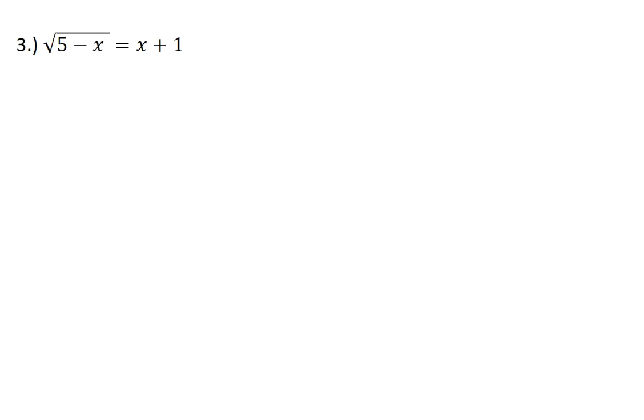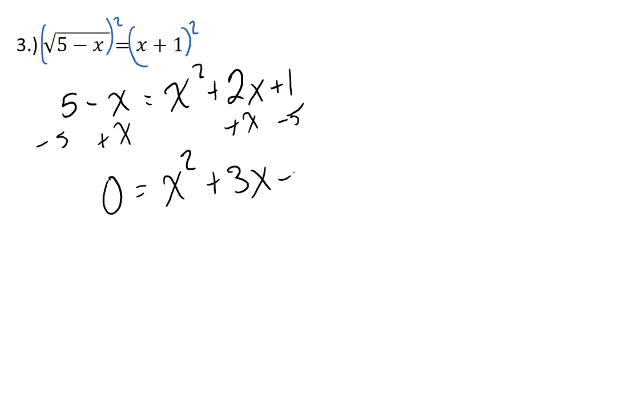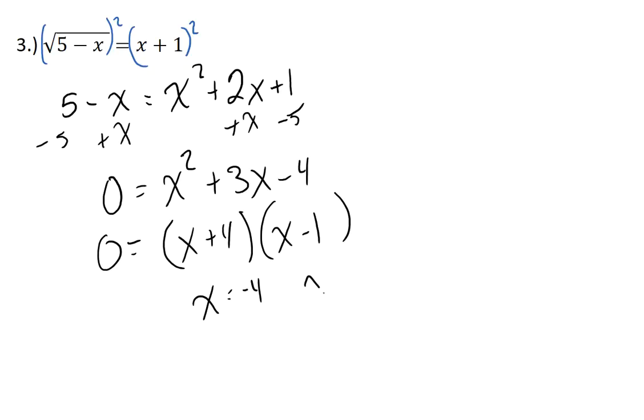Question number 3, we have the square root of 5 minus x equals x plus 1. You'll notice that we have the square root isolated, so we can go ahead and square both sides. On the left, the square root and the square cancel out, but on the right, you'll notice you're squaring a binomial, which means you have to FOIL. Once you FOIL that out, you get x squared plus 2x plus 1. Because it's an exponent of 2, that tells you it's quadratic, so I'm going to have to set this equal to 0. So you get 0 equals x squared plus 3x minus 4. This is factorable, so you get x plus 4, x minus 1. Therefore, x equals negative 4, and x equals 1.